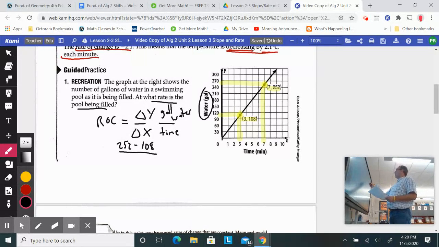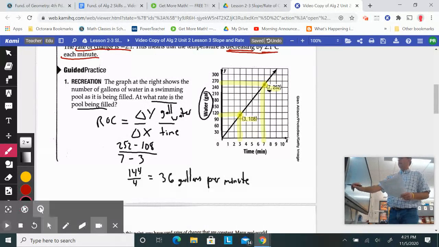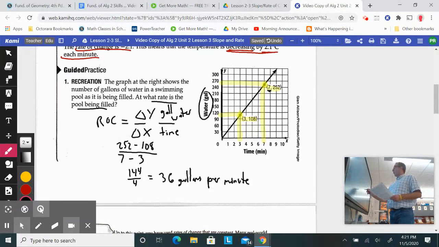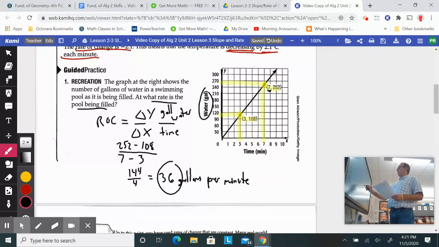Then you go back to the 252. The x-coordinate is a 7, so you start with that, minus the 3. And you end up with 36 gallons per minute. So you did your subtractions in the numerator, subtraction in the denominator.